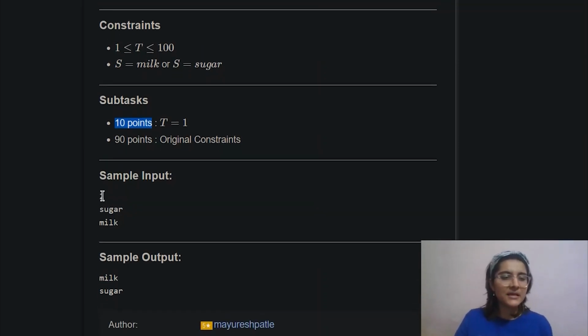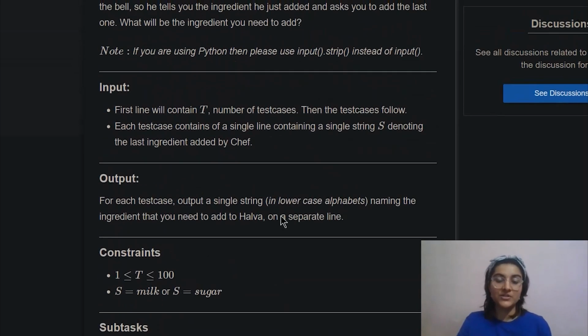The sample test case is sort of to help you understand the format and how you're building the solution. As you can see, the first line gives you T, that is the number of test cases. In this case, it is 2. The first input given to you is sugar. That means Chef has already added sugar into his halwa. So what do you need to add? Well, milk. So that is what you're outputting, milk as the first output. The second input that is given to you is milk itself. That means what remains to be added is now sugar. So you'll output sugar. I think that about makes the question pretty clear.